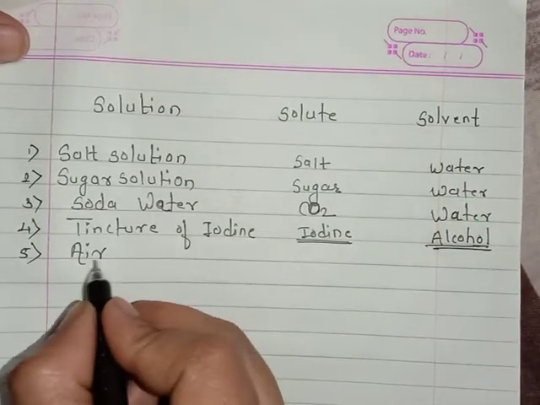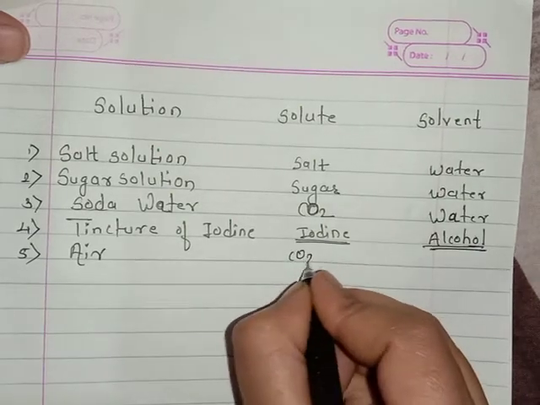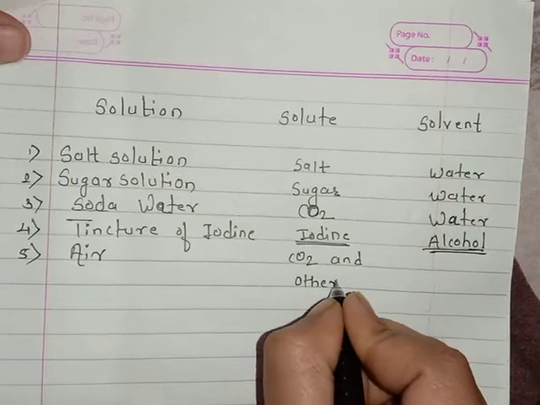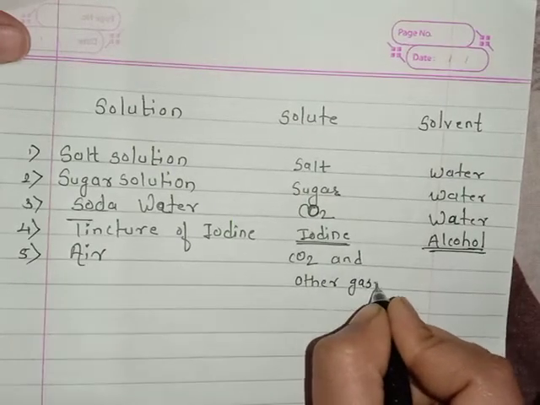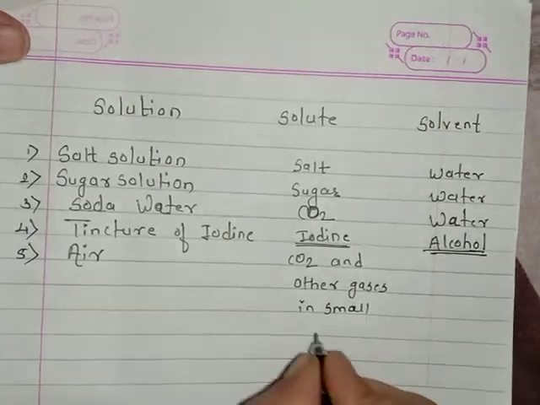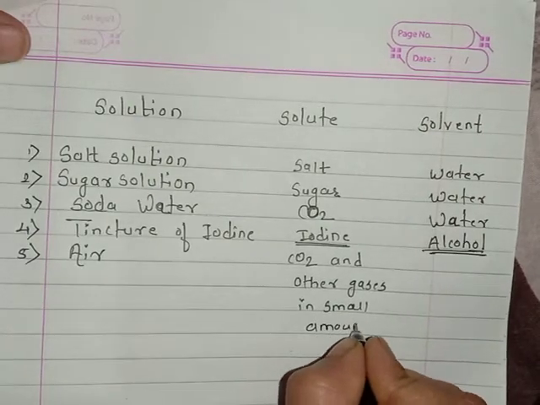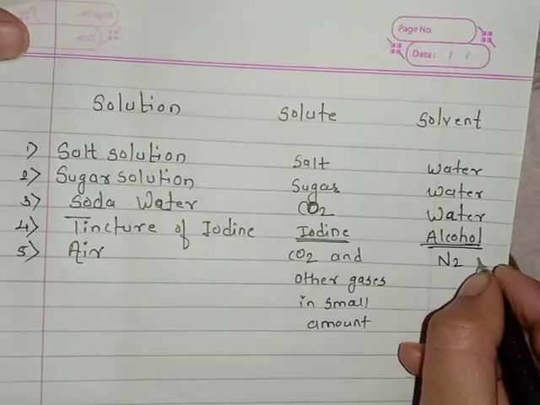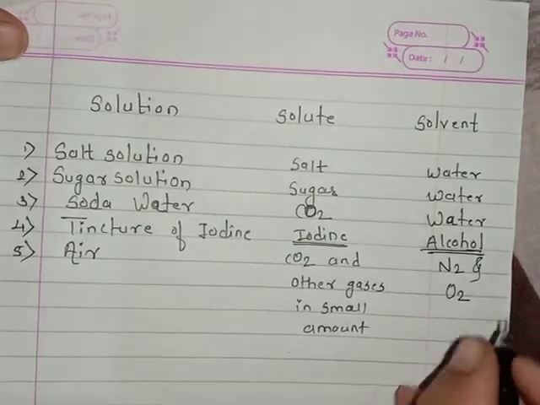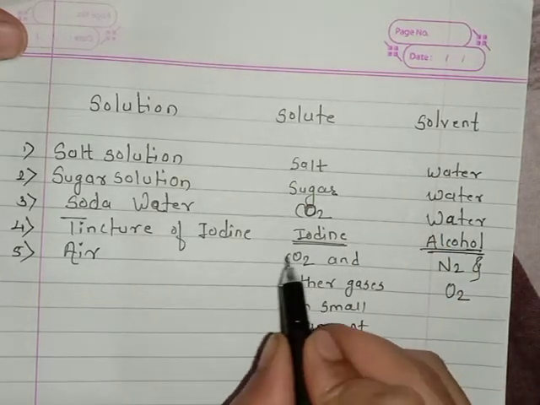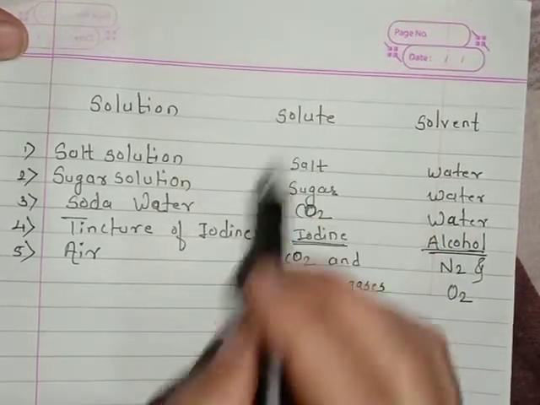Children, air. Air contains carbon dioxide and other gases in a small amount. As they are present in small amounts, while nitrogen and oxygen are present in large amounts, nitrogen and oxygen are the solvent, and the other gases including carbon dioxide are the solute.